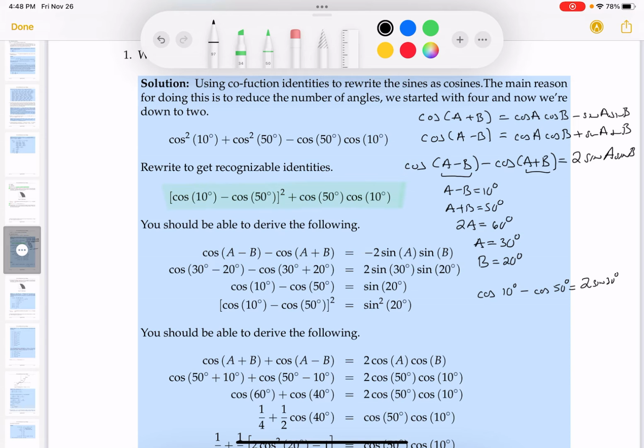And then sine of B would be 20 degrees. Sorry about jamming this stuff in here. I got to erase it because it just jammed in too much. I apologize for that. So let me write that down for you.